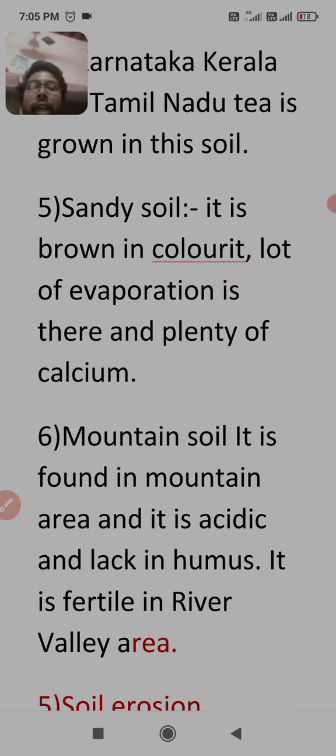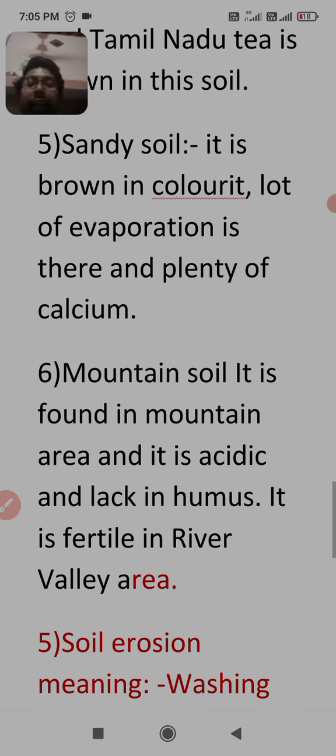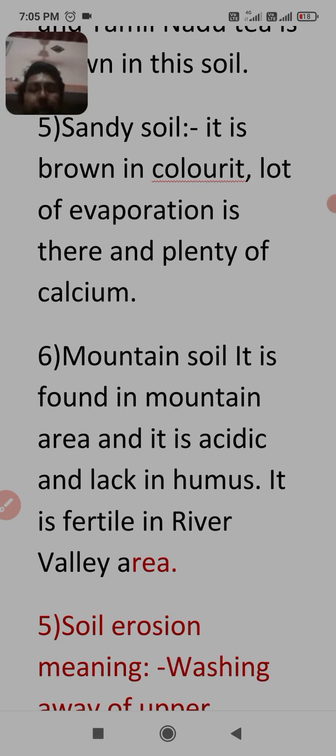Next point, mountain soil. It is found in the mountain area and it is acidic and lacking humus. And next point related to mountain soil is that it is fertile in the river valley area. In the river valley area, you know that there is khadar soil. It means the particles are small. So in mountain soil, in the river valley area, small particles are there. That's why mountain soil is very fertile along with the valley area.